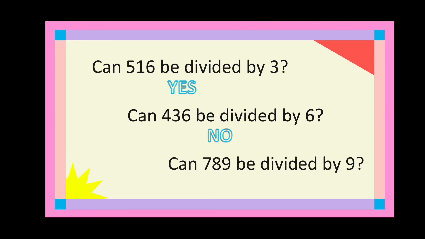Next, can 789 be divided by 9? Now, let's add all the digits. 7 plus 8 plus 9 equals 24. 24 divided by 9 equals 2 remainder 6. So dahil may remainder tayo, 24 is not divisible by 9. Therefore, ang 789 ay hindi rin divisible by 9. So the answer is no.